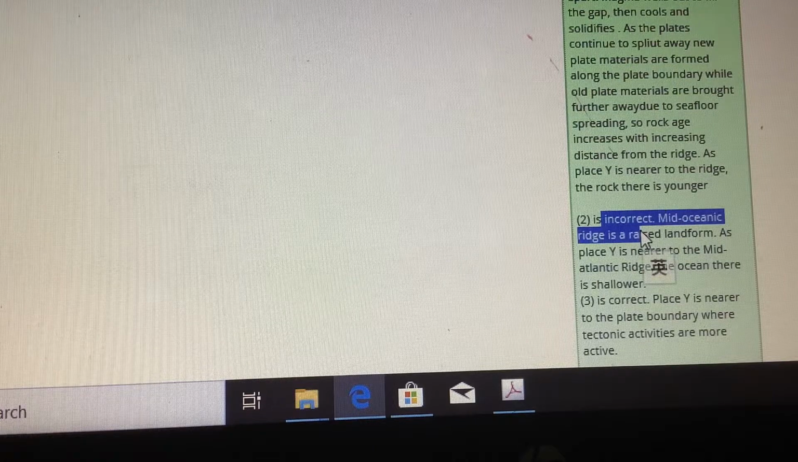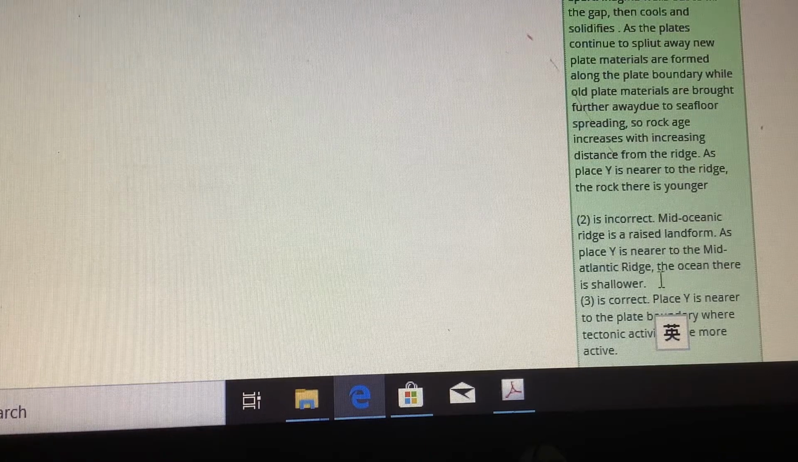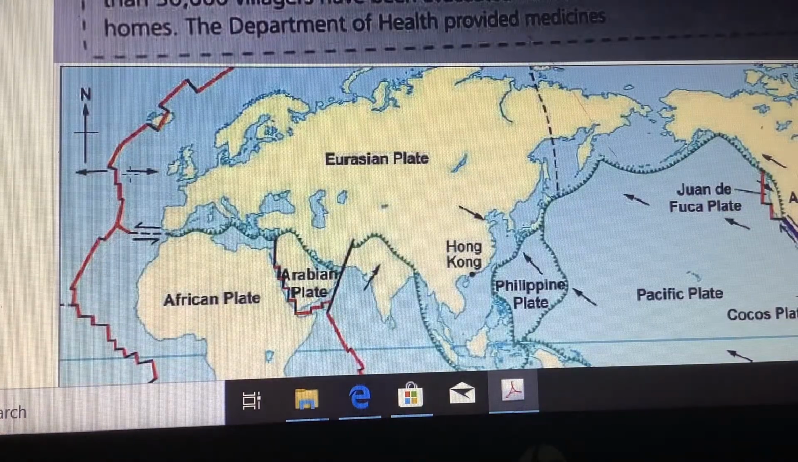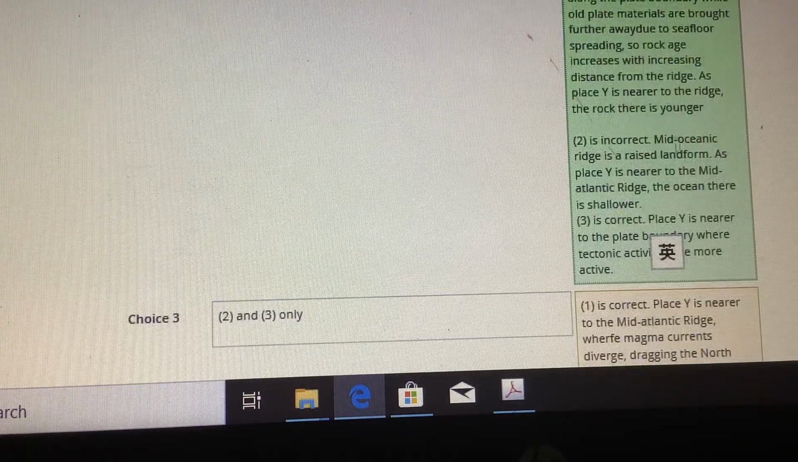And this one is quite difficult. 47% of the students are correct. 1, 3 or 1, 2, 3, or 2 is not correct. Why? Let's check it out. Because the mid-oceanic region is a landform. The new rock is formed right here, so there are a lot of volcanoes, which form a hill, and then the depth of the ocean is not that deep for this area. So accordingly, number 2 is incorrect.